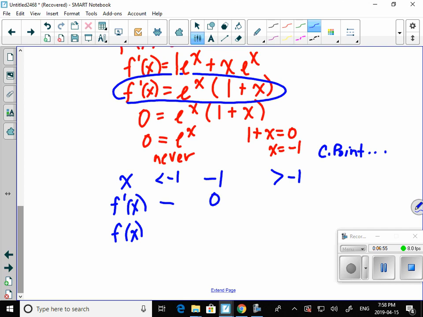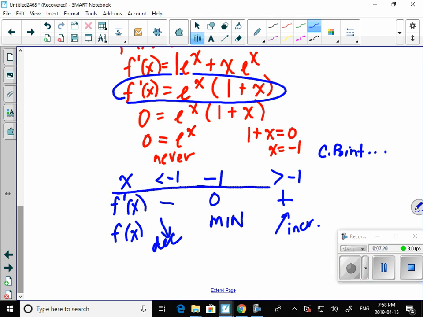It's 0 there. If our value is greater than negative 1, that means my bracket will be positive, and e to the x is always positive, so that will be positive. So I've got decreasing, increasing, so this critical point is a minimum. I'd love it if you make a chart out of that. Way neater than I do.